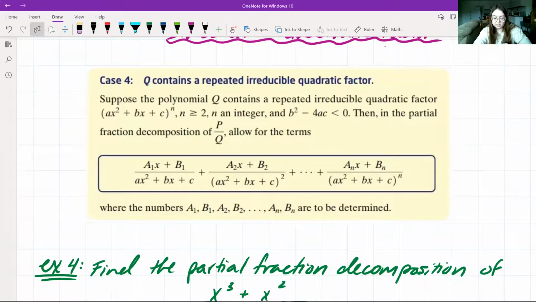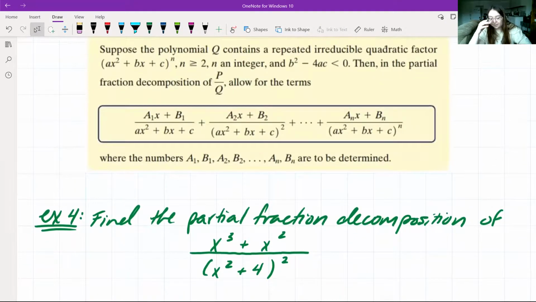Then in the partial fraction decomposition of P divided by Q, we allow for the terms a sub 1 times x plus b sub 1 divided by ax squared plus bx plus c, plus a sub 2 x plus b sub 2 divided by a times x squared plus bx plus c to the power of 2.